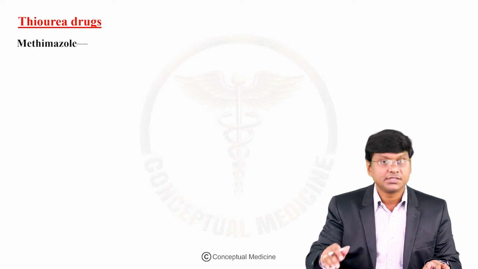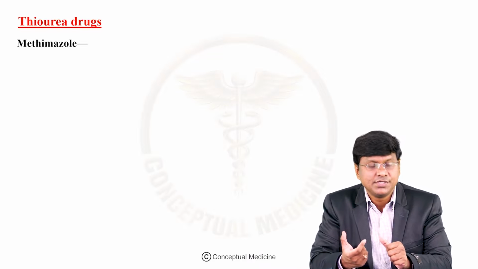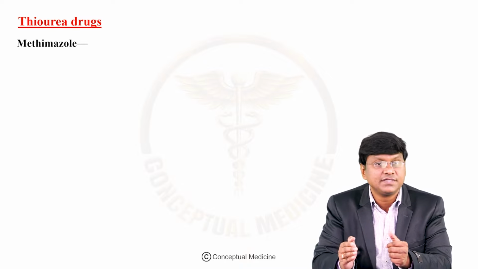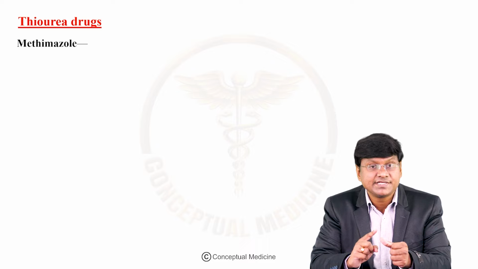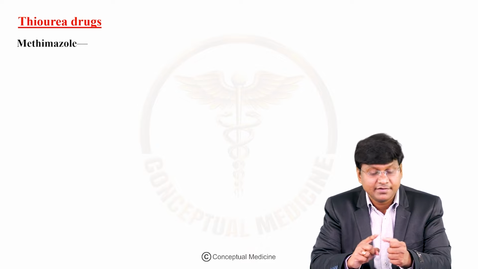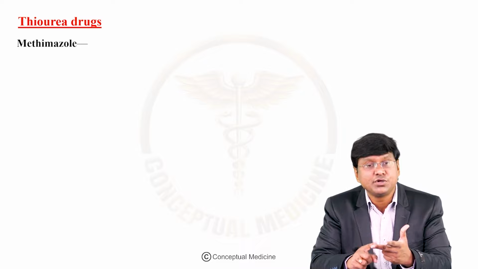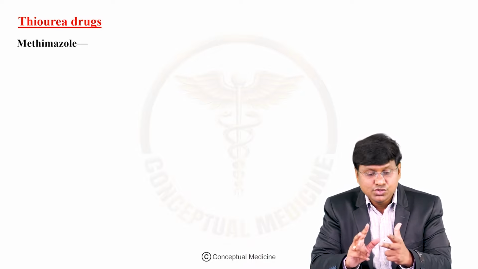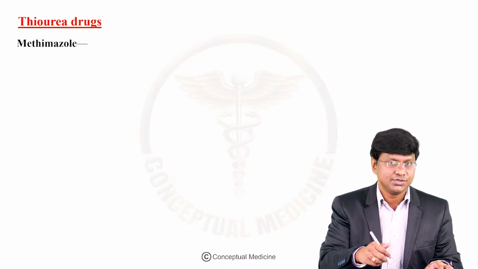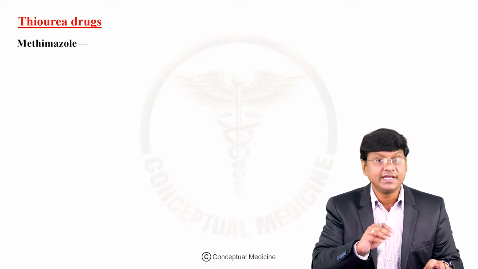Now, coming to the thionamides, that is thyroid peroxidase inhibitors. See, you take this enzyme thyroid peroxidase. If you go back to the synthesis of thyroid hormone, thyroid peroxidase is required at multiple levels of the thyroid hormone synthesis. It is required for the organification. It is required for coupling. It is required for oxidation of iodide, that is from I- to I0 or I+. So these three steps require thyroid peroxidase. So when you give thyroid peroxidase inhibitors, your methimazole is a thyroid peroxidase inhibitor that will inhibit the thyroid hormone synthesis.